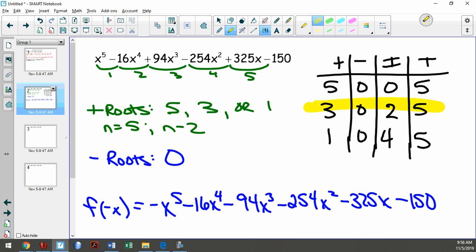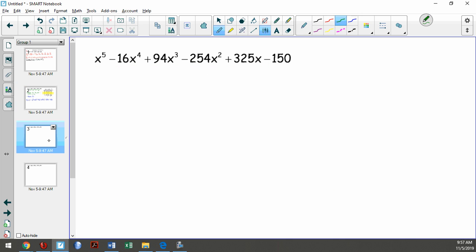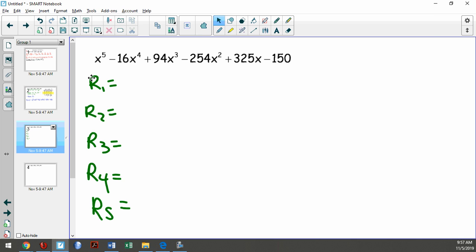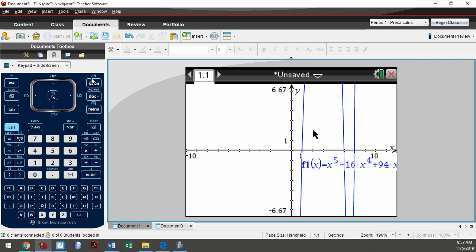So this is my answer that I'm going to be having. Do we all understand that? Yes or no? We good? Okay. So now with that said, I need to find root 1, root 2, root 3, root 4, root 5. Do we see that, yes or no? Make sense? So I'm going to come over to my graphing calculator, and I'm going to do analyze graph, right?